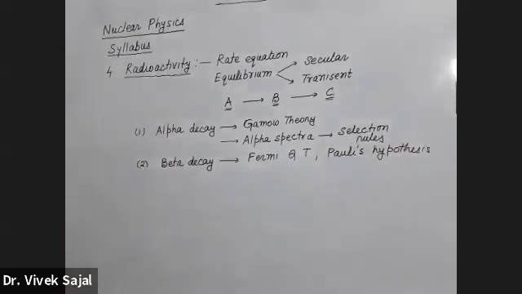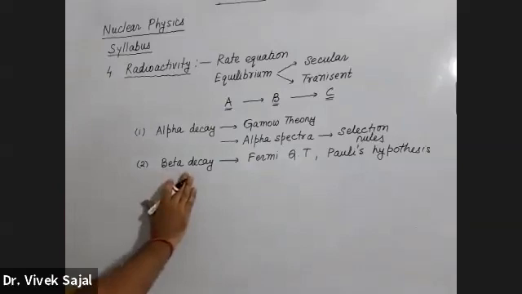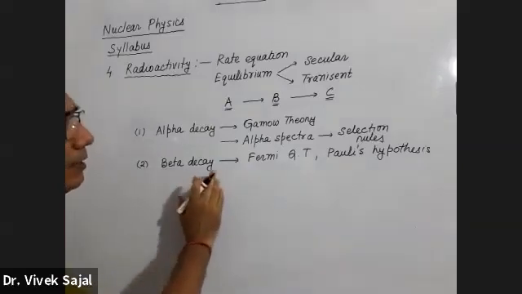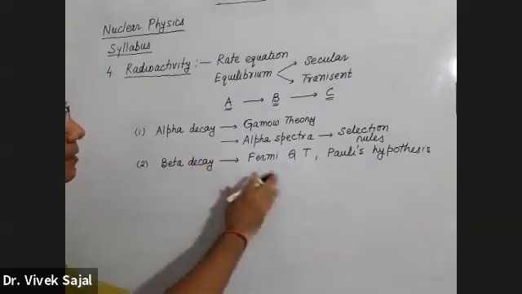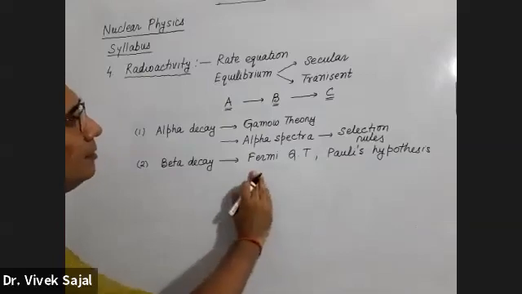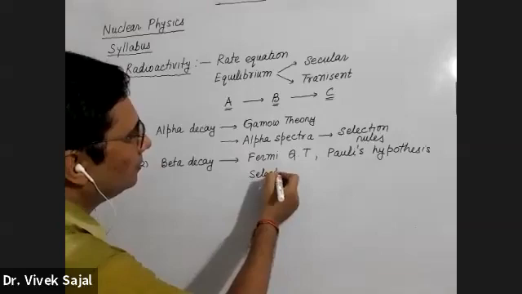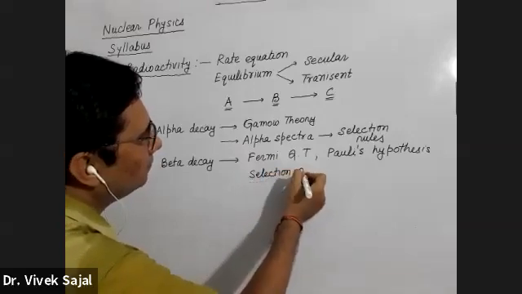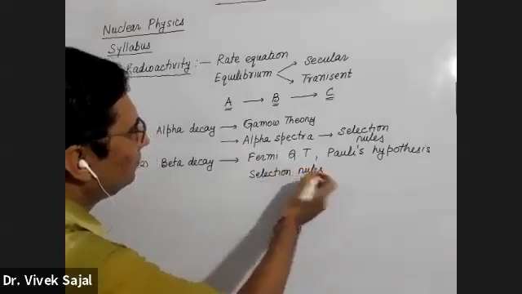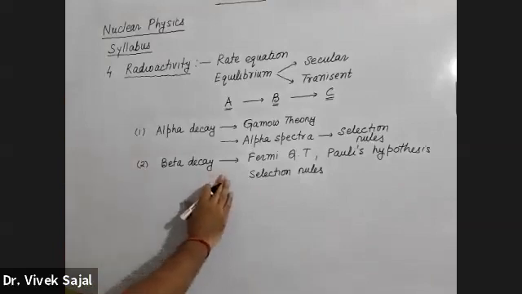So we are going to discuss this thing. After this, certain beta decays are possible. In another case, beta decays are not possible. So this is all done on the basis of selection rules. So I will also discuss selection rules here. So this is related to beta decay.